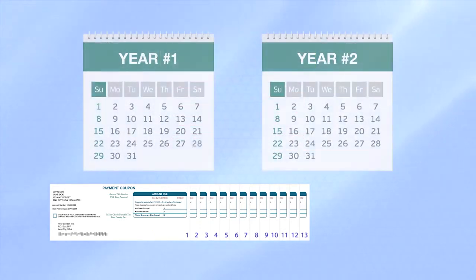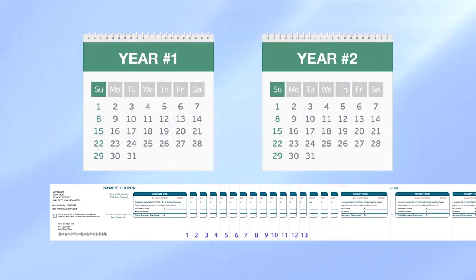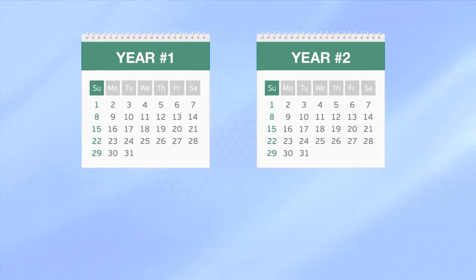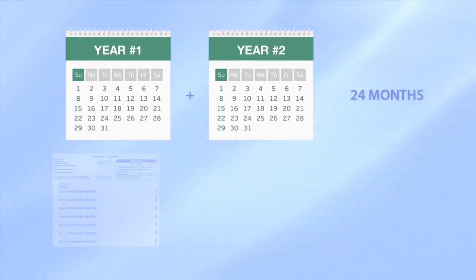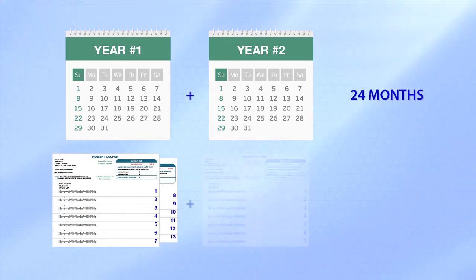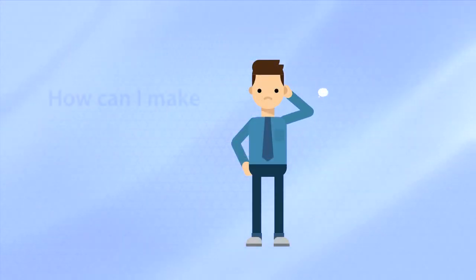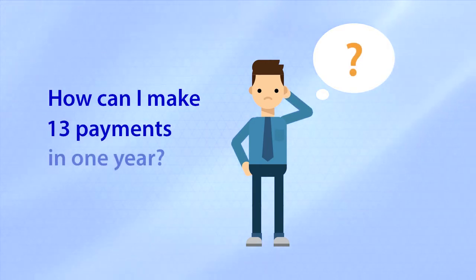According to IRS regulations, there are a maximum of 13 mortgage payments that can be reported on the 1098 statement. Within a 24-month period, however, you cannot claim more than 24 payments. So, for example, if you claimed 13 payments last year, you can only claim 11 payments in the current year. You may be wondering how you can make 13 mortgage payments in 1 year. An example will better explain.